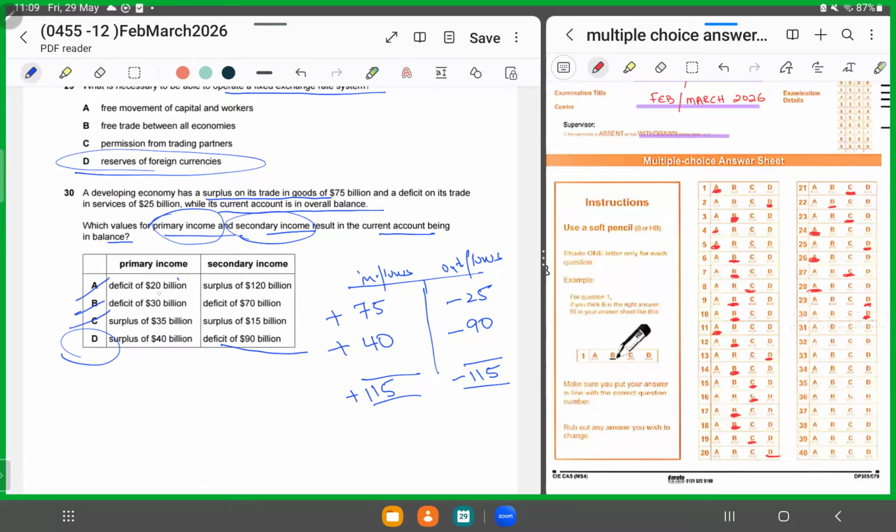If you put in a deficit of 20 billion over here and you put a surplus of 120, would it balance? No, it won't balance. So it cannot be A. Deficit of 30 billion and a deficit of 70 billion. So outflows are more. So again, it's not B. A surplus of 35 billion and a surplus of 15 billion. Again, your inflows are more. So again it's not C.